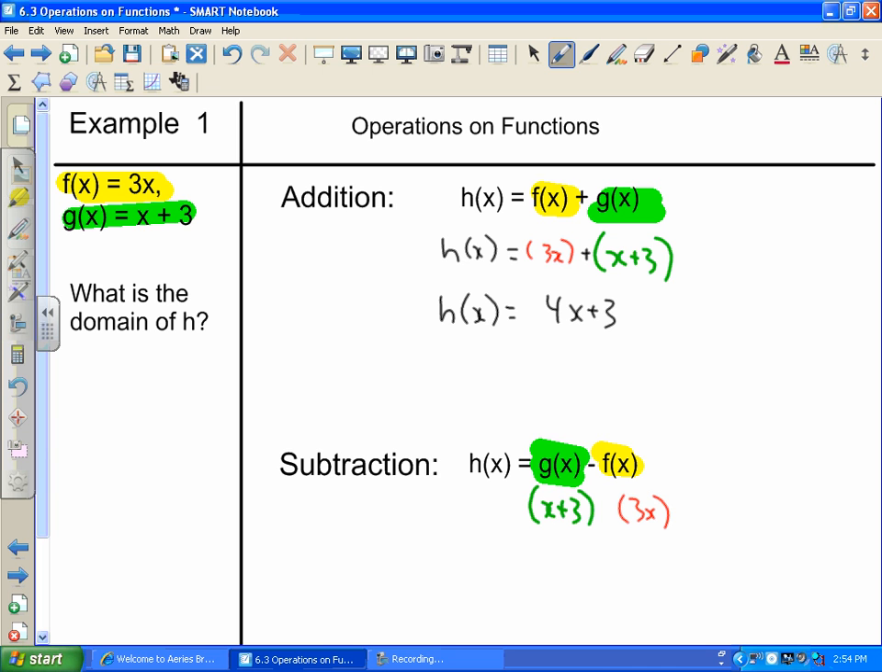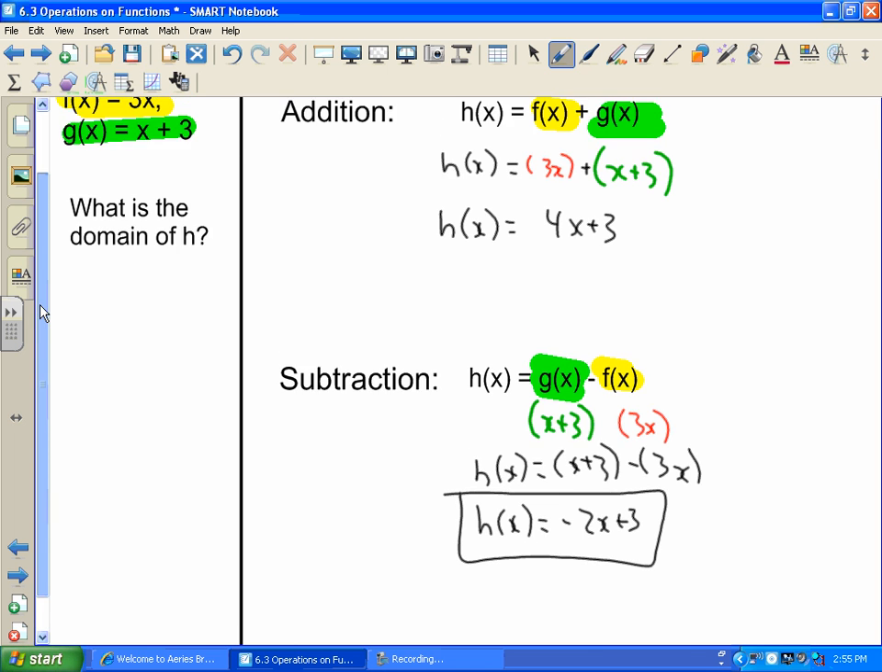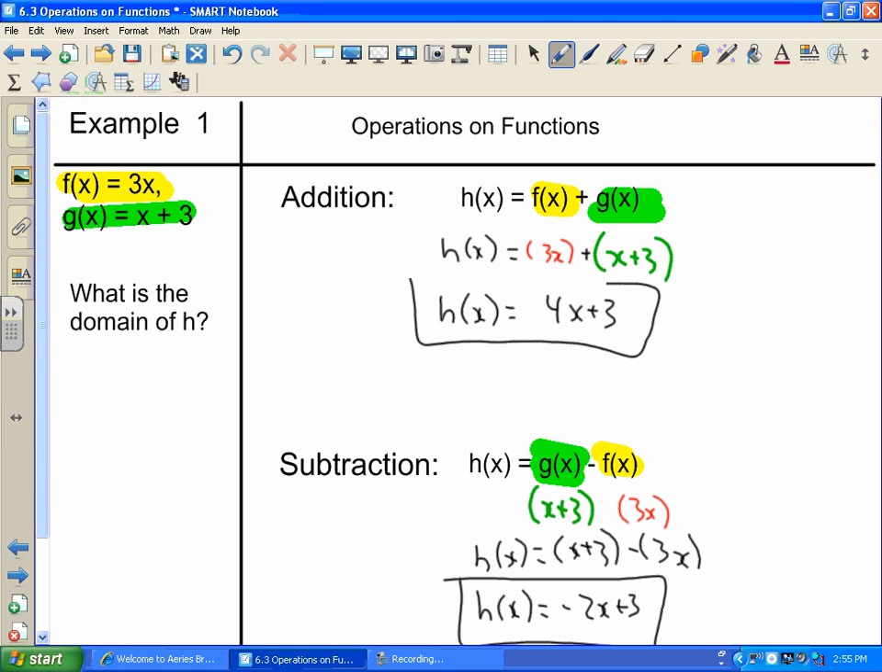Subtraction, same thing. Our new function h of x is going to equal g of x minus f of x. So h of x is going to be x plus 3 minus 3x. And again, if we had multiple terms there, we would distribute that negative all the way through. In this case, we don't, so h of x is going to equal x minus 3x, which is negative 2x, plus 3. So h of x, which equals g of x minus f of x, is negative 2x plus 3. And h of x, when it equals f of x plus g of x, will be 4x plus 3.